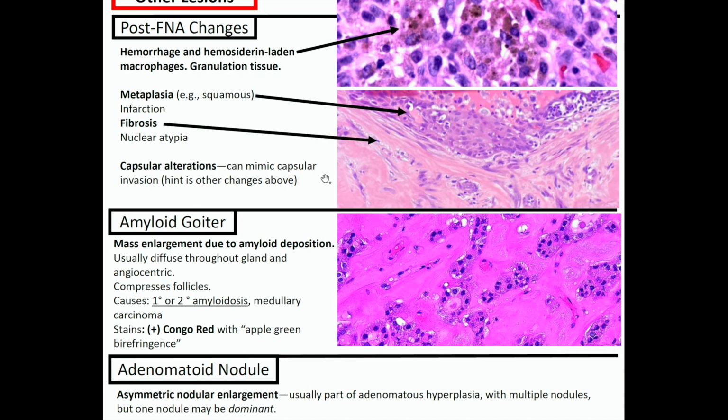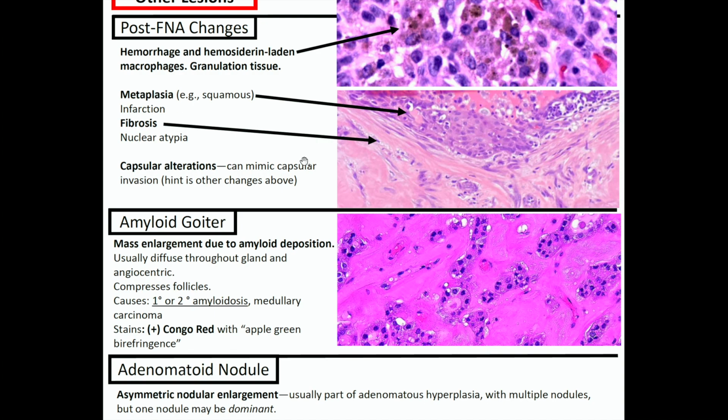So some other lesions you can have in the thyroid are post-FNA changes. After an FNA, you might have hemorrhage and hemosiderin-laden macrophages or granulation tissue, which makes sense. Maybe there's some loose blood in the area or some healing going on, which would make you think of granulation tissue. You can also have metaplasia, such as squamous metaplasia. You can have infarction or fibrosis, and nuclear atypia after an FNA. You can think you're disrupting that area anatomically with a needle, doing an aspirate, so it's going to mess with some of the stroma and some of the cytology potentially.